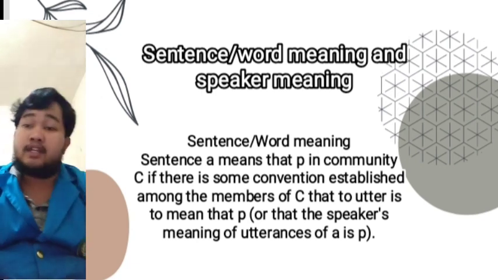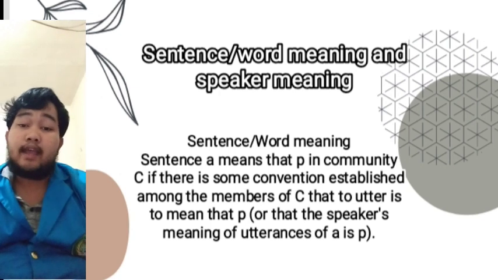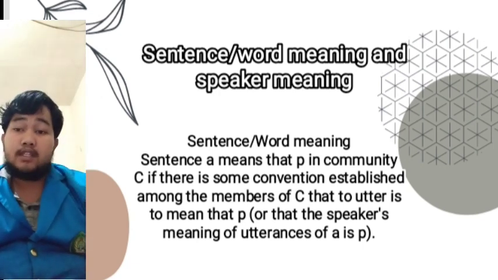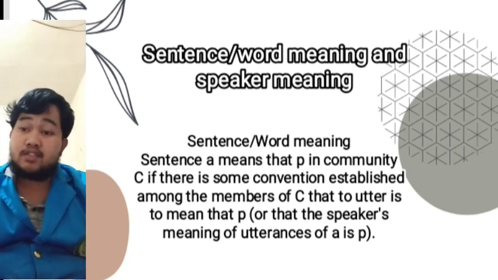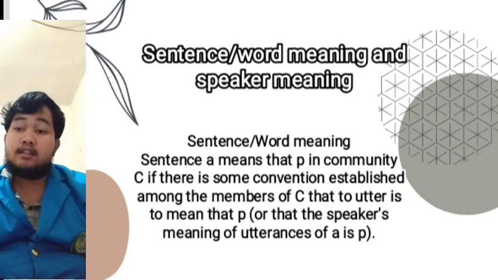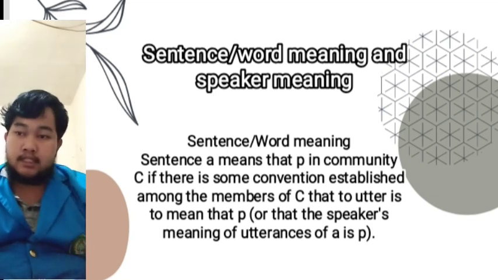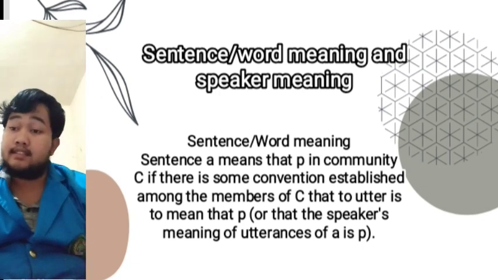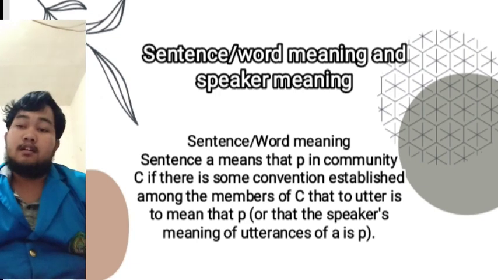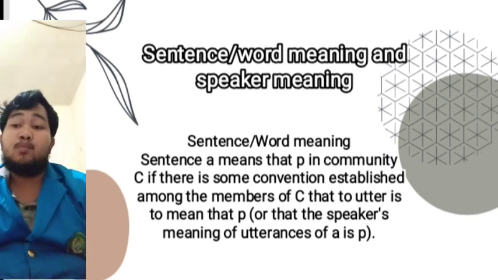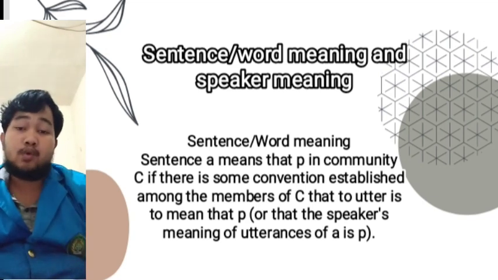Okay, the next topic is sentence or word meaning and speaker meaning. So, what is sentence or word meaning? Sentence S means that P in the community C if there is some convention established among the members of C that to utter S is to mean that P, or that the speaker meaning of an utterance of S is P. So let me explain it in a simple way. The meaning of words or sentences tends to be different in each community or group, even though the word or sentence is spelled exactly the same, but tends to have different meanings in each group or community.